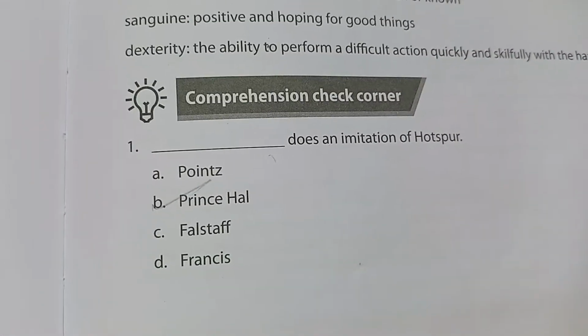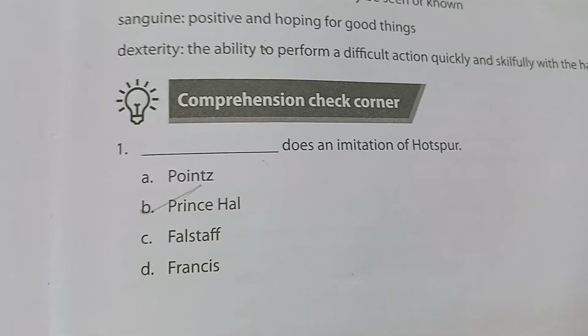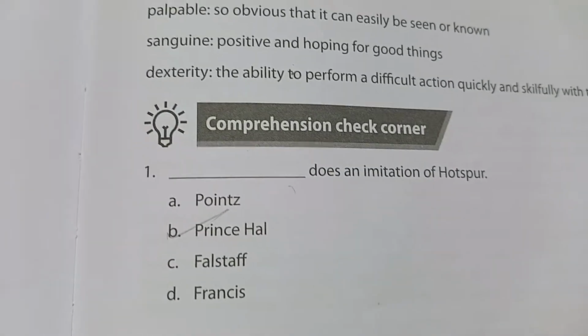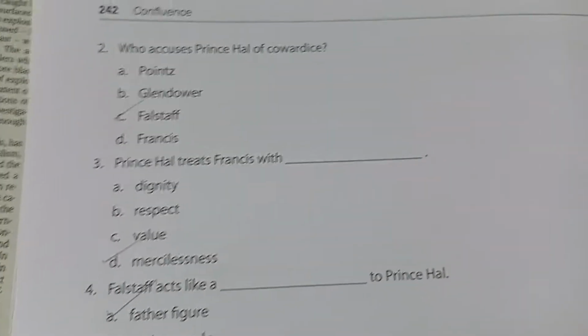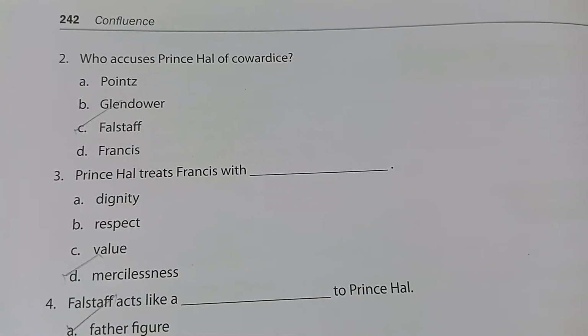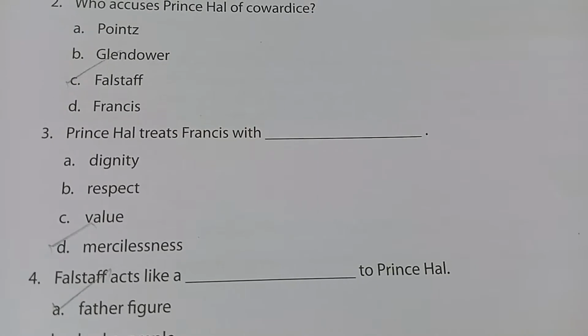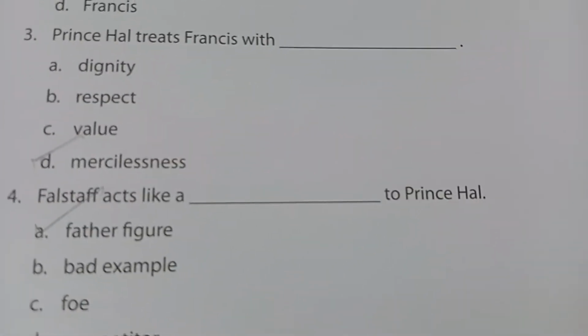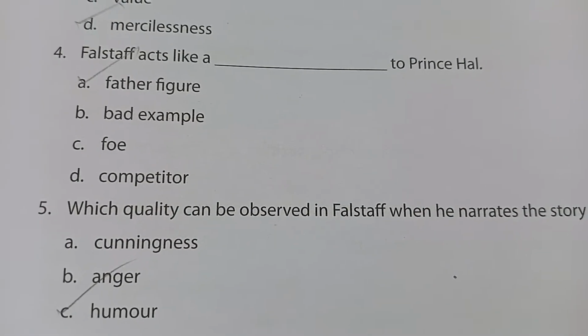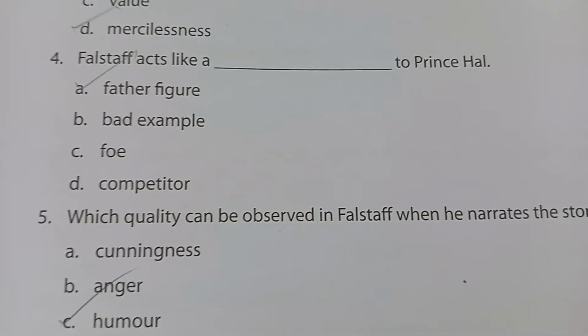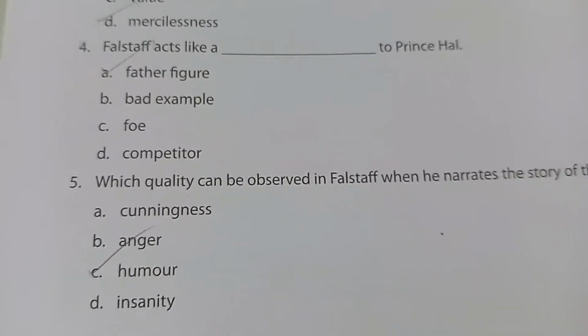And when we see the glossary, check here, you have the first one. It is Prince Hal, who does an imitation of Hotspur. Next one, who accuses Prince Hal of cowardice is Falstaff. Prince Hal treats Francis with mercilessness. Falstaff acts like a father figure. Okay, and which quality can be observed? It is humor. So this is all your comprehension in your 5.2.